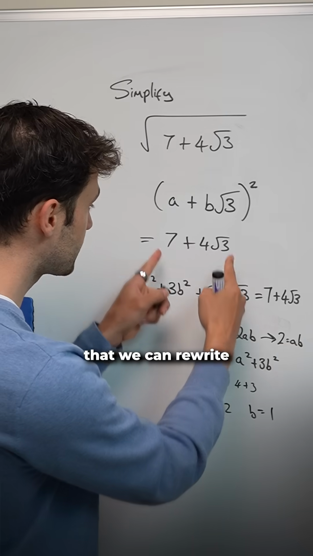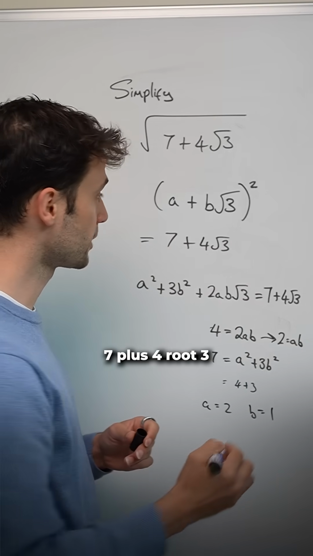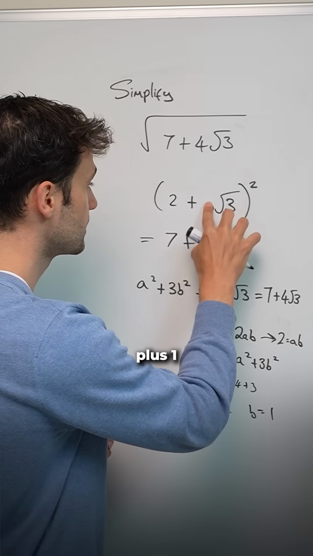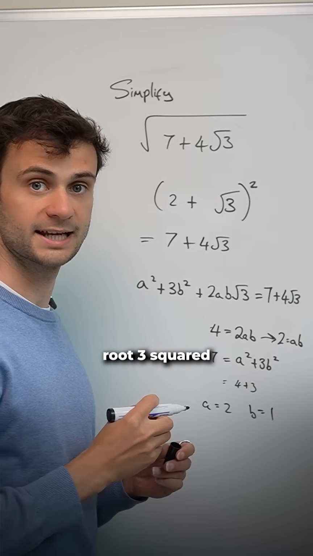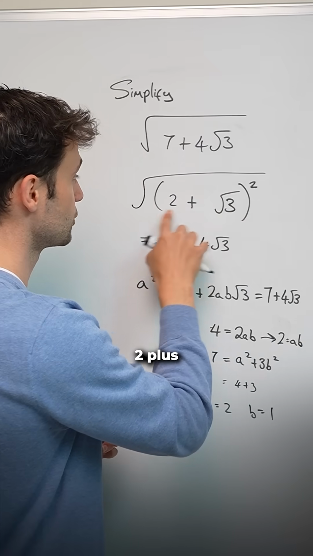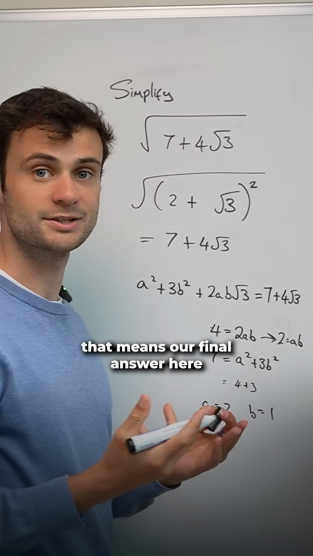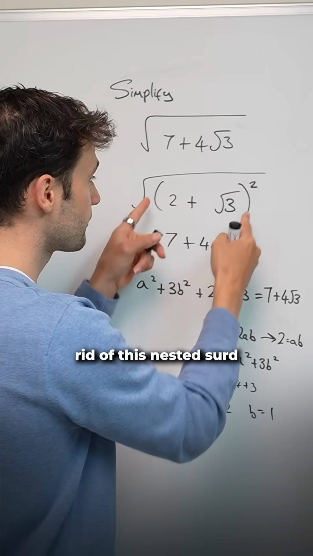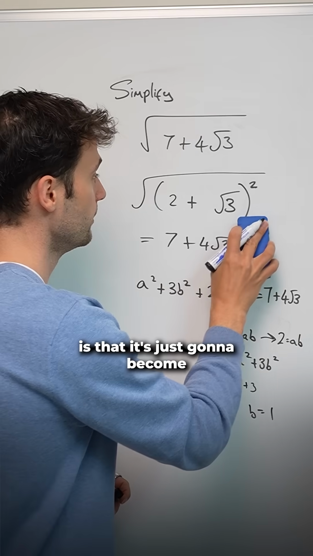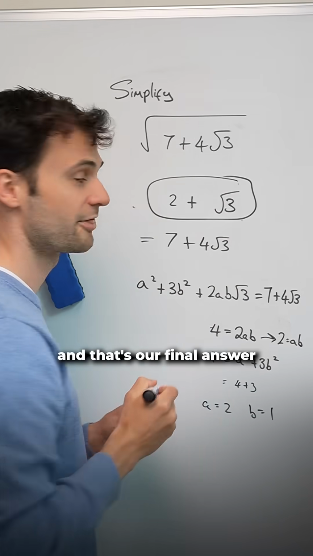So that means that we can rewrite 7 plus 4 root 3 as (2 plus 1 root 3) squared. So now when we take the square root of (2 plus root 3) squared, well, that means our final answer here, the way that we've got rid of this nested surd, is that it's just going to become 2 plus root 3. And that's our final answer.